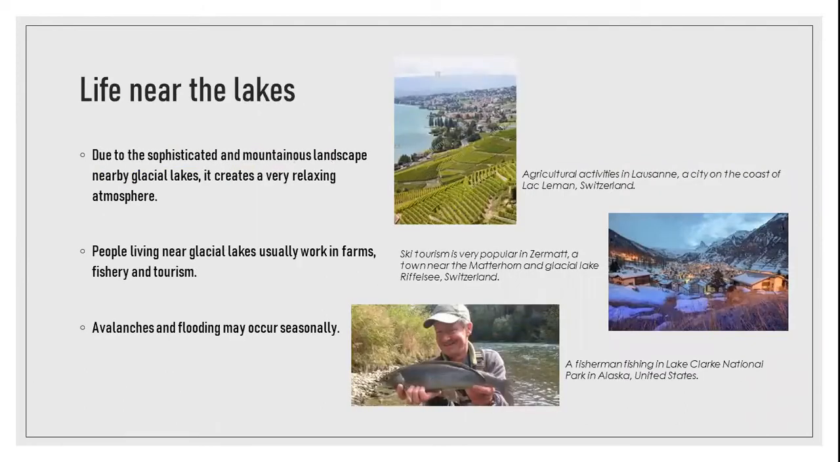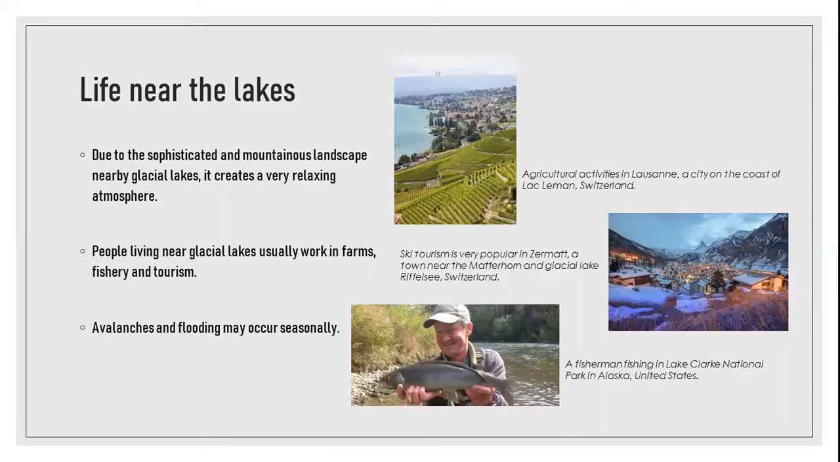You may wonder what life can be near glacial lakes around the world. Many things can happen in the area. Avalanches are unavoidable. Nevertheless, this does not affect the relaxing atmosphere in the nearby provinces.